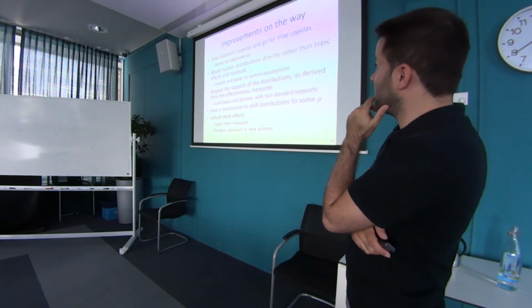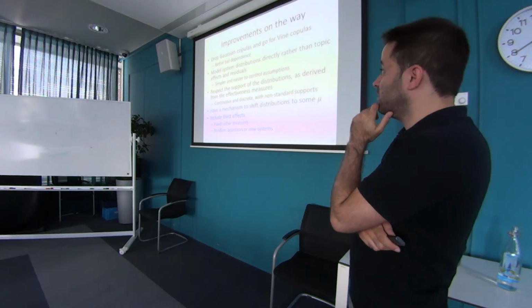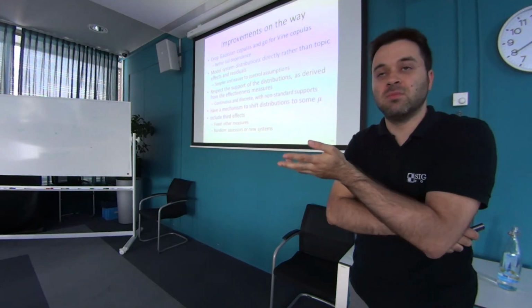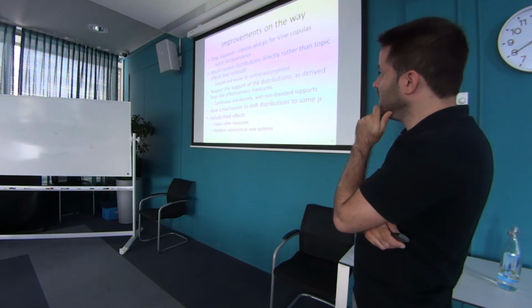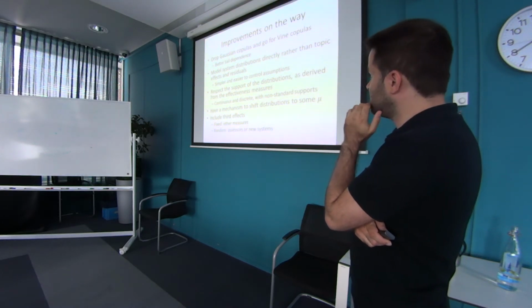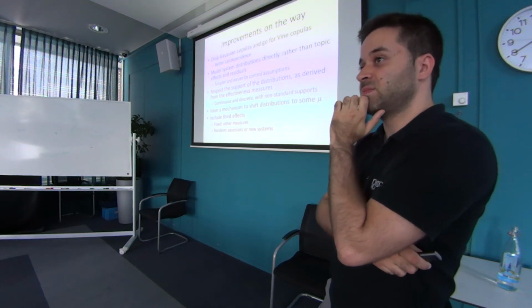Modeling system distributions directly rather than the topic effects that we saw before is going to be simpler. It actually is a lot simpler. And it's easier to control the assumptions. Respect the support of the distributions as derived from the effectiveness measure.